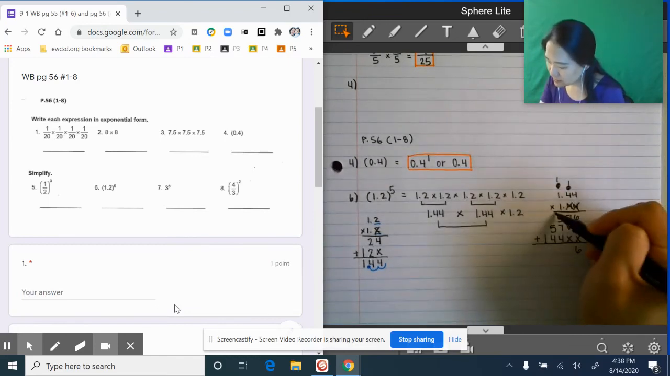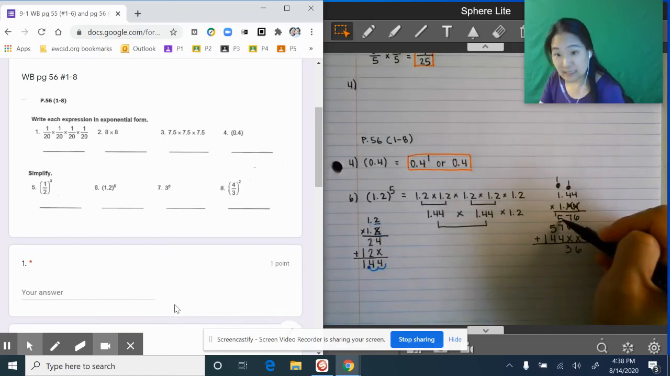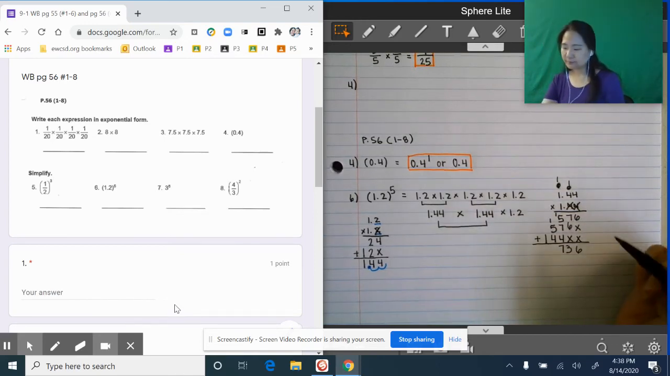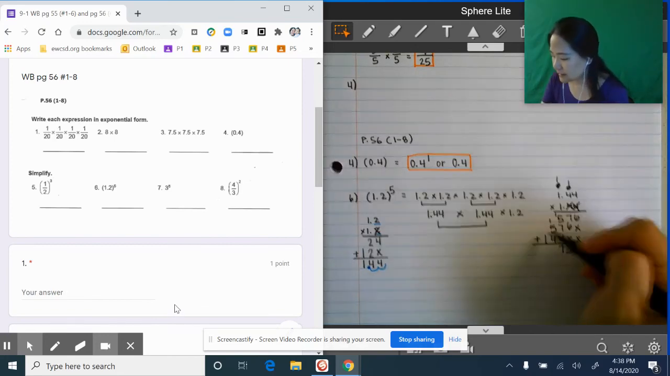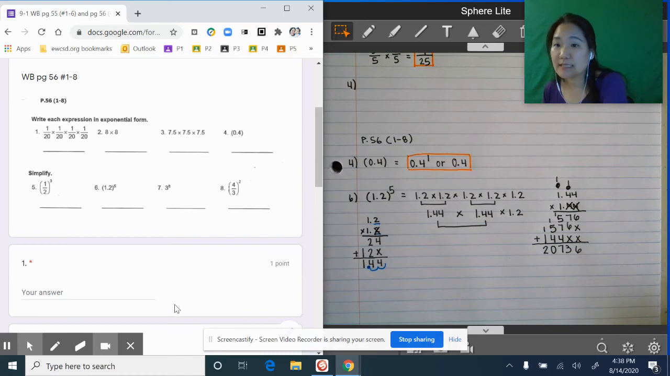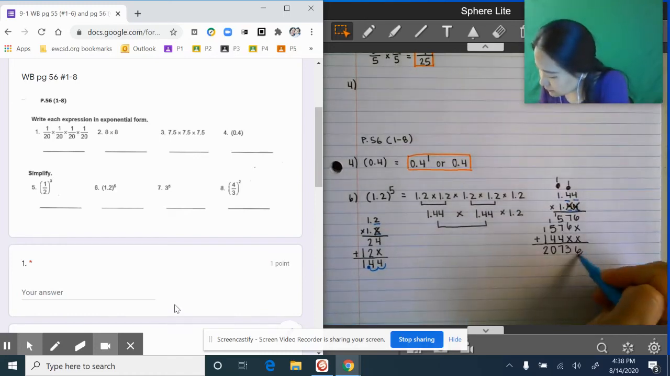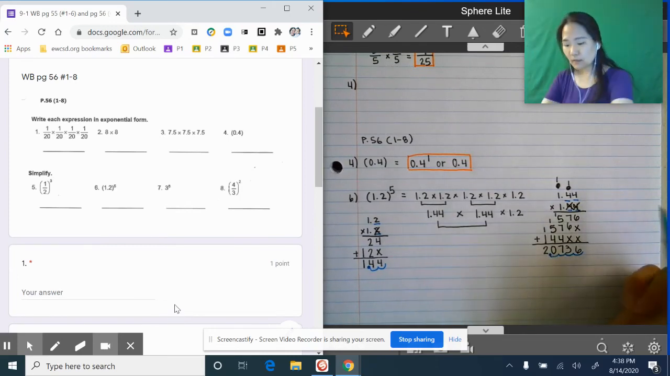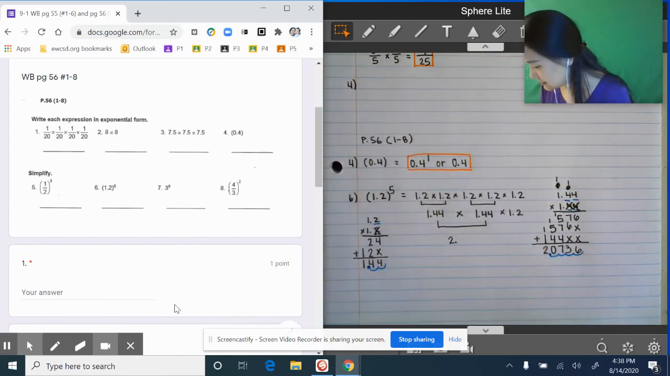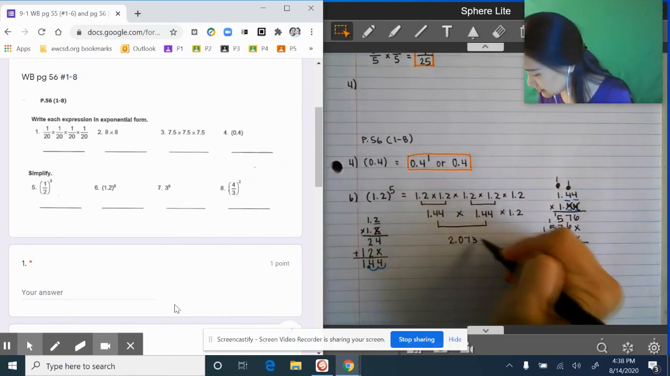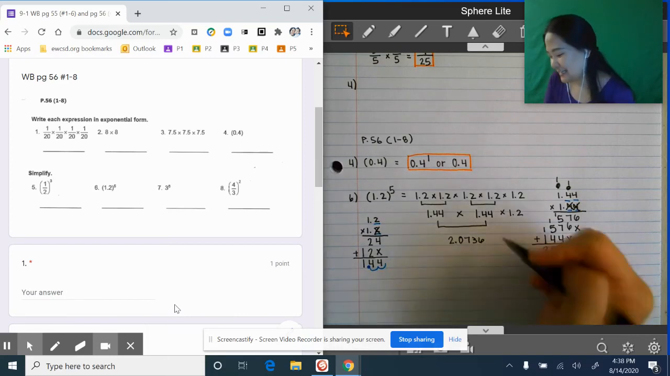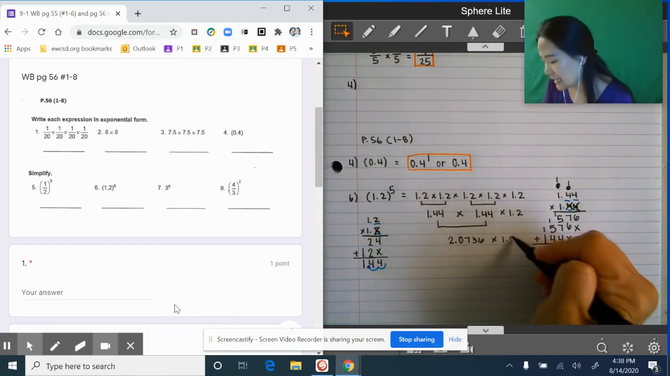6, 7 plus 6 is 13. 1 plus 5 is 6. Plus 7 is 13. Plus 4 is 17. And then 1 plus 5 plus 4 is 10. And then 1 plus 1 is 2. Now, count the total number of decimal places again. 1, 2, 3, 4. So this 1 and 44 hundredths times 1 and 44 hundredths is 2 and, let's see, 736 ten thousandths. 2.0736. You're not done. You still need to multiply by the last 1 and 2 tenths.